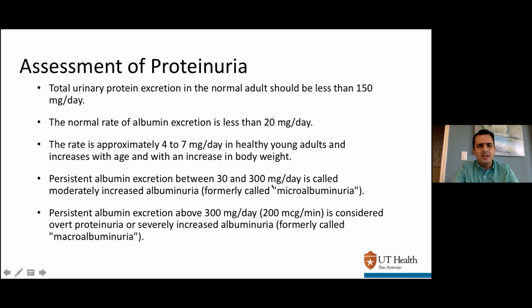And I don't know why we're still calling it microalbuminuria and macroalbuminuria. These terms, to be honest with you, don't exist in our guidelines. So it should be just moderately increased albuminuria or severely increased albuminuria. And microalbuminuria is kind of tricky. People think that the albumin size is small or something. It has nothing to do with the albumin size. It's mainly that the quantity of the albumin is a little bit less.